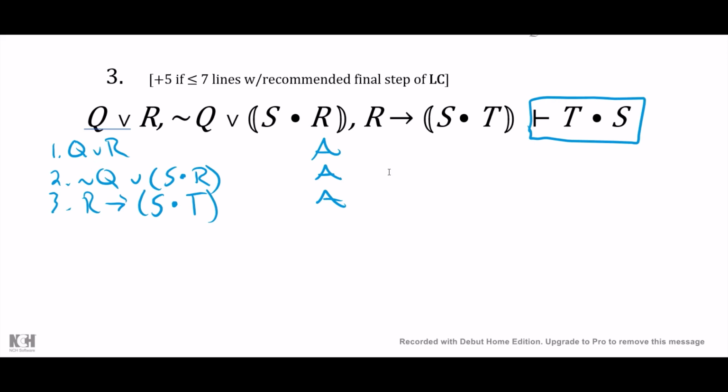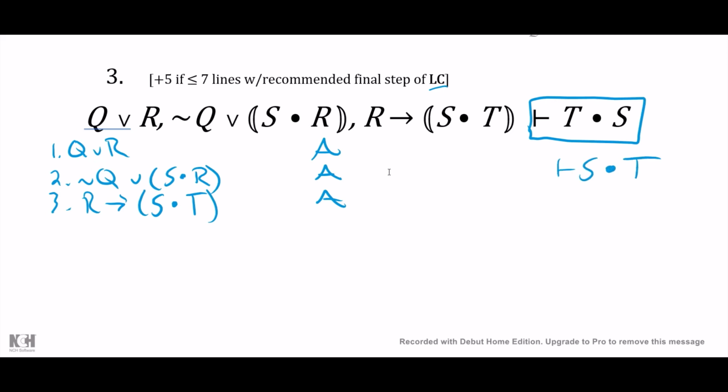It can be done in 7 lines or fewer with the final move of the law of commutativity. Now, what does commutativity look like? That's where you take a dot, a wedge, or an XOR, and you can just take the 2 sides and flip them back and forth. So that means if the last move is going to be commutativity, before you had T.S, we're going to want to get S.T. That's the mission.